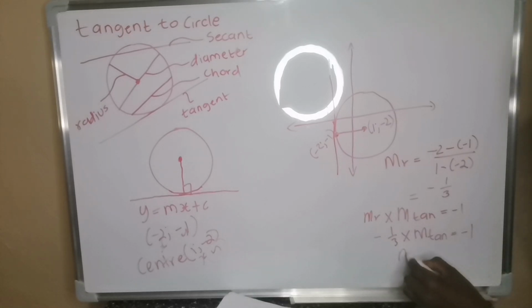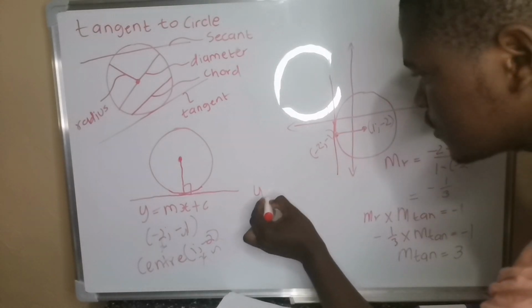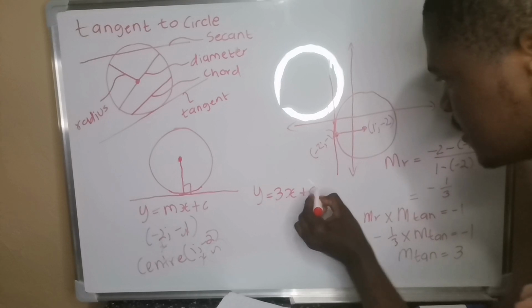So the gradient of our tangent is equal to, you divide both sides by negative 1 over 3, you're going to get 3. This is our gradient of our tangent. Therefore, we have y is equal to 3x plus c.